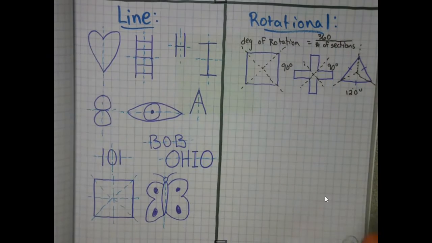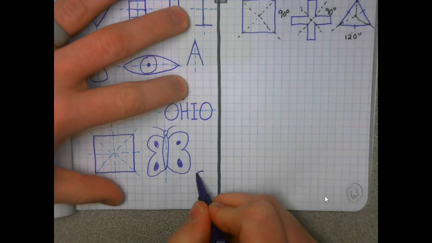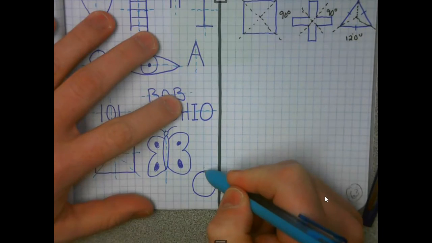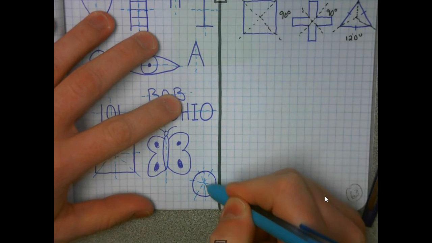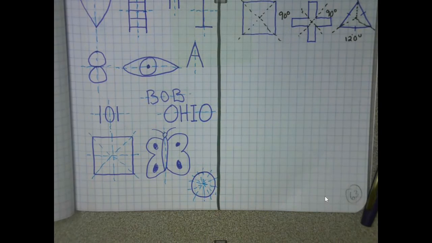And there's actually one shape that has infinite lines of symmetry, and that would be a circle. A circle has infinite lines of symmetry. You can just keep drawing as many lines in there as you want.